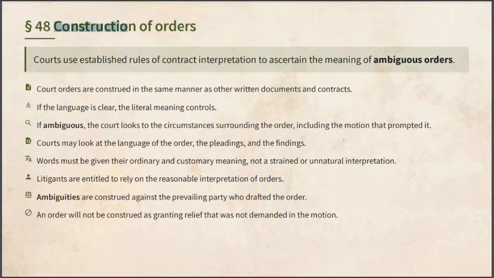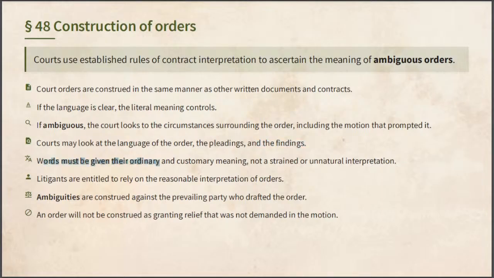And on the construction of orders, the courts use established rules of contract interpretation to ascertain the meaning of ambiguous orders. So we look at it like a contract. Court orders are construed in the same manner as other written documents and contracts. If the language is clear, the literal meaning controls. If ambiguous, the court looks to the circumstances surrounding the order, including the motion that prompted it. Courts may look at the language of the order, the pleadings, and the findings.